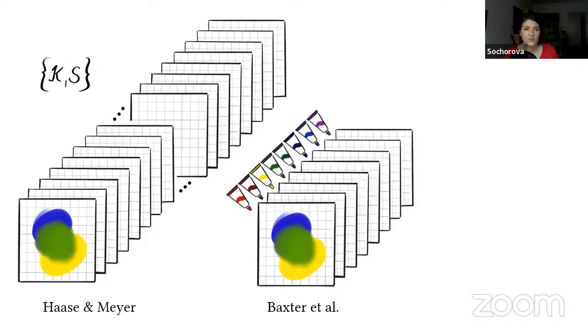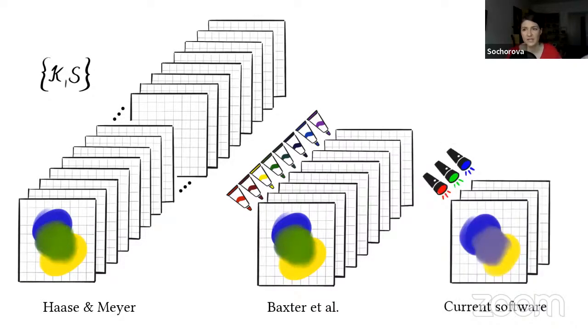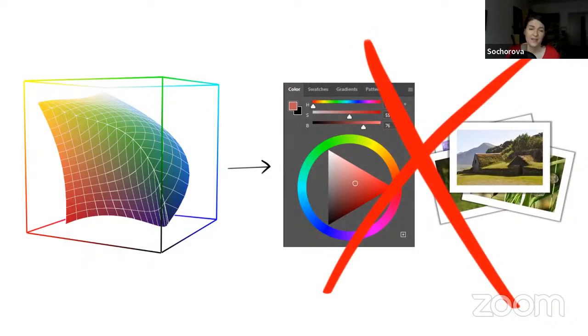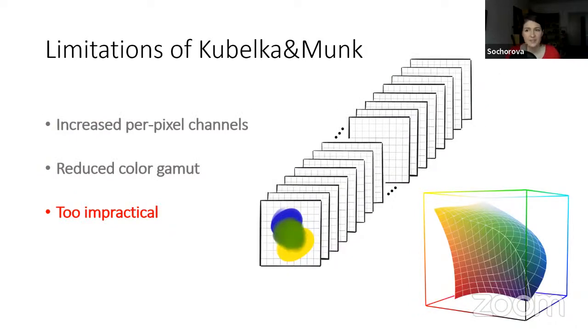So for example, Haase and Meyer proposed to track the sampled absorption and scatter spectra. Baxter proposed tracking the pre-selected pigments' concentrations. So until now, using Kubelka and Munk in painting software required substantially increasing the number of per pixel channels. But every painting software operates on three RGB channels plus alpha. And you might think that today, increasing the number of per pixel channels should not be that big of a problem, but still nobody seems to be willing to do it, so it probably is. And on top of that, using real pigments gives you a reduced color gamut. It doesn't cover all the RGB colors, which means that the artists would lose their RGB picker and they also wouldn't be able to load and work with photographs. So these are the limitations that kept the developers from implementing pigment mixing into painting software.